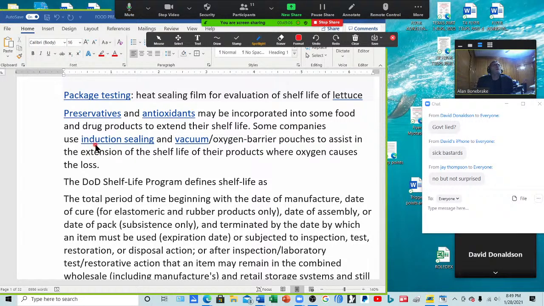Some companies use induction sealing and vacuum oxygen barrier pouches to assist in the extension of shelf life of their products where oxygen caused the loss.